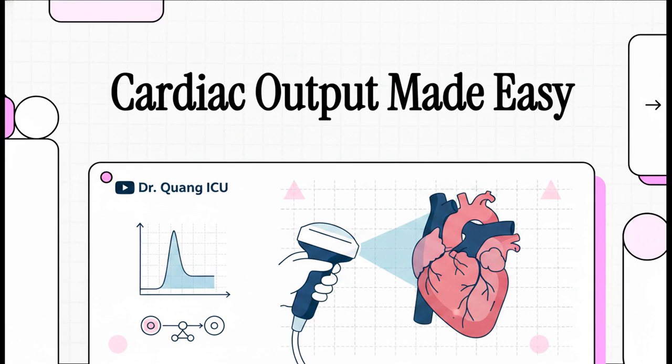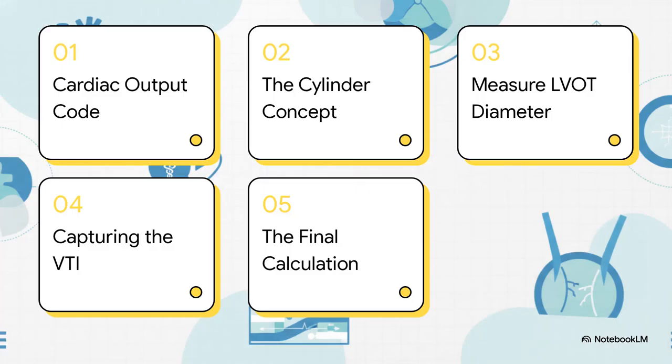Let's get into it. Okay, let's dive into our roadmap real quick. We'll be covering 1. The cardiac output code, 2. The cylinder concept, 3. Measuring LVOT diameter, 4. Capturing the VTI, and 5. The final calculation.